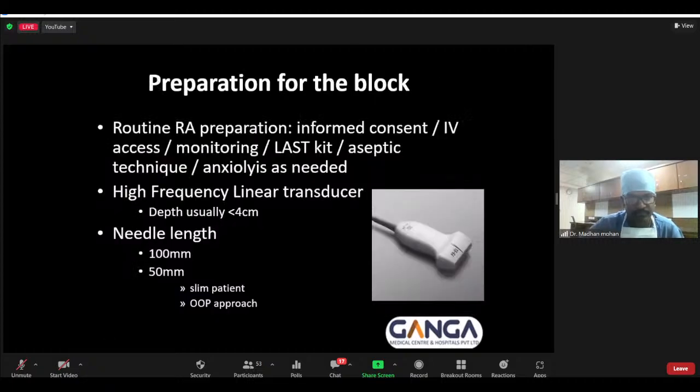Preparation of the block, as with any other block, apart from routine preparation, specific for popliteal sciatic nerve block is your high frequency linear transducer, 6 to 13 megahertz, and needle length, again 50 to 100 millimeter needle, depending upon the build of the patient and whether you are doing an in plane approach or out of plane approach. In plane approach, you need a little longer needle, whereas in out of plane, since the sciatic nerve in the popliteal region is just underneath the adipose tissue, you need a little shorter needle, which is sufficient.